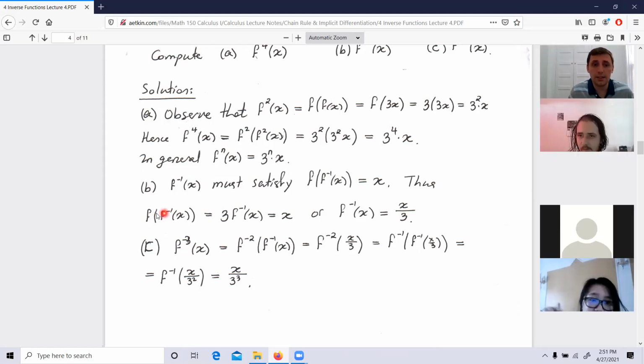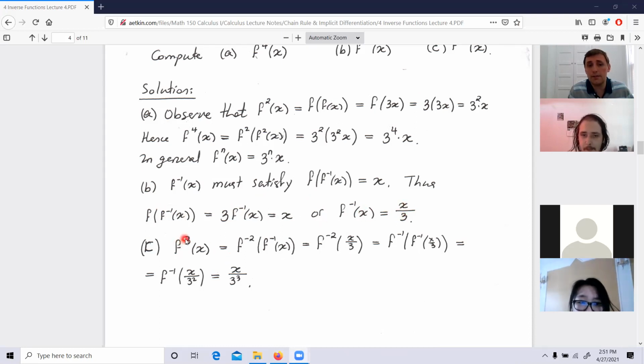F inverse of x is supposed to undo f. So if I plug it inside of the belly of f, it will kind of just pop it off. They annihilate one another and you're left with the initial input. But f applied to anything in its belly is 3 times what's in its belly. So the result is that f inverse of x is x over 3.